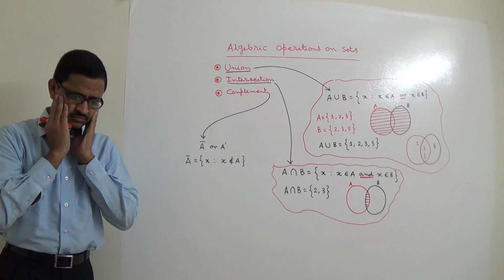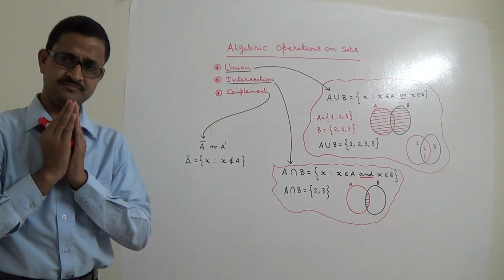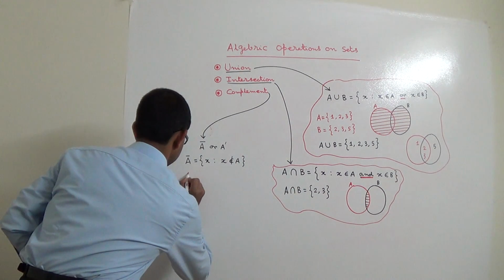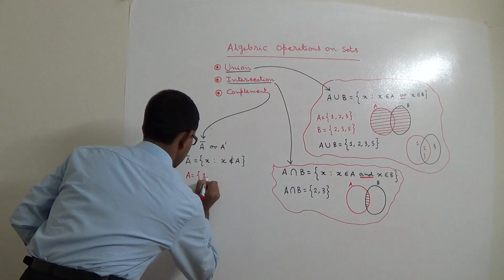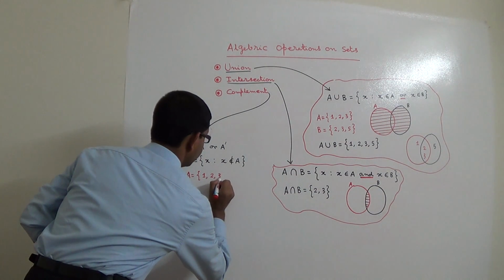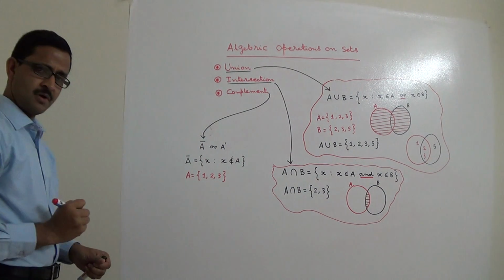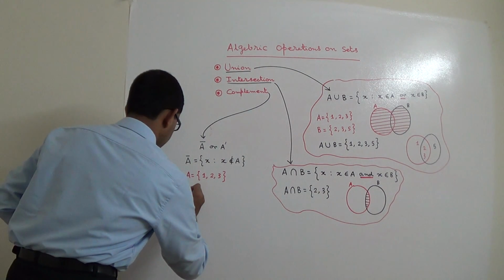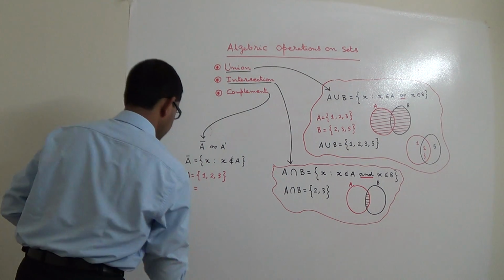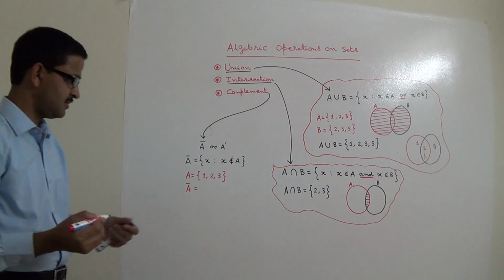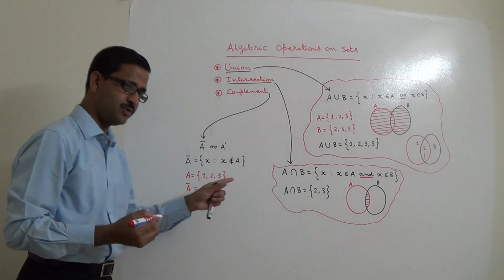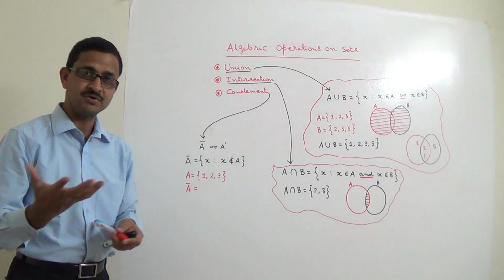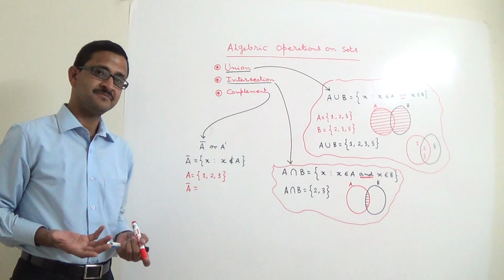Now, how is it meaningful? Let's take the previous example. A equal to 1, 2 and 3. How can we construct A prime or A bar? It contains elements X where X doesn't belong to A. We know that A bar should not contain 1, 2, 3. But what it should contain, that also you do not know so far, right?